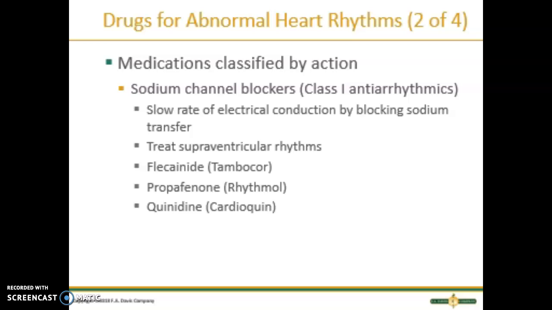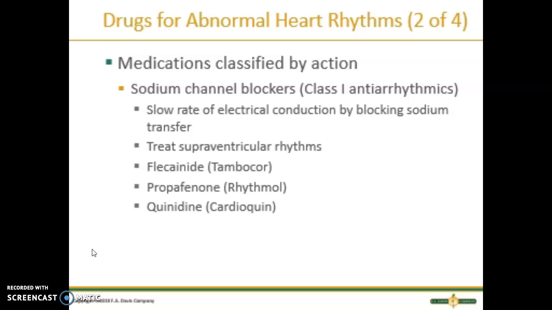Drugs used to treat heart rhythm irregularities, the irregularities are known as dysrhythmias or arrhythmias, and these drugs are classified by how they act to improve heart rhythm. Sodium channel blockers are class 1 antiarrhythmics. Beta adrenergic blockers are class 2 antiarrhythmics. Potassium channel blockers are known as class 3 antiarrhythmics, and calcium channel blockers are class 4 antiarrhythmics.